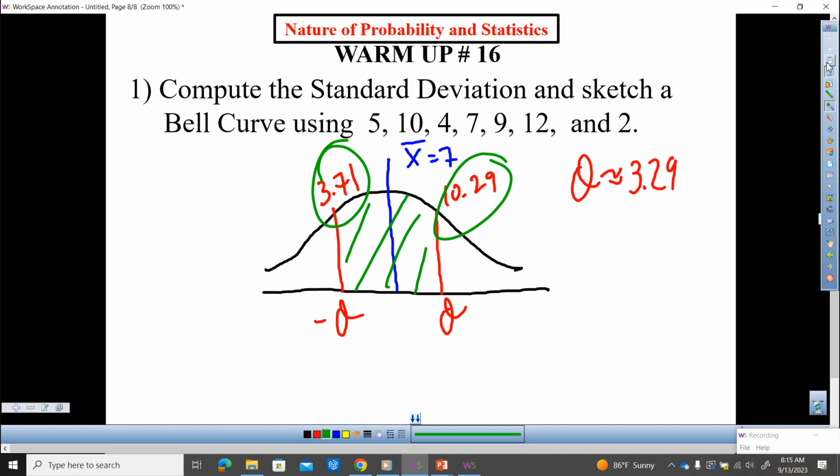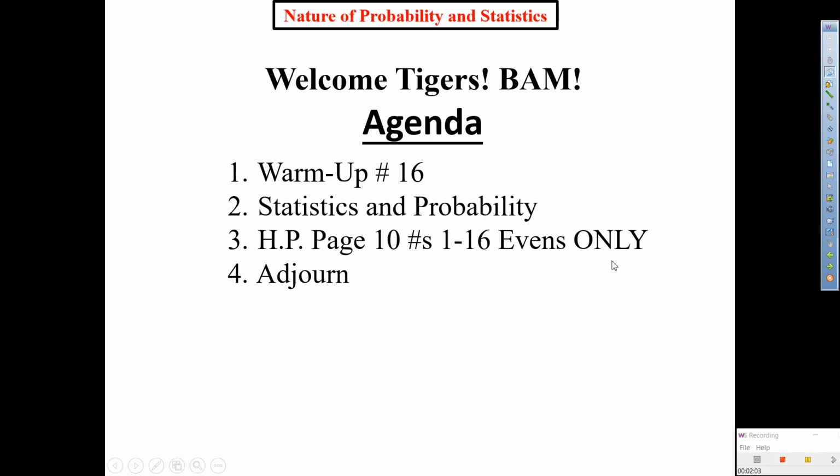All right, copy the agenda for today. Warm-up number 16 is done. We're still focusing on statistics and probability. And hopefully for tonight, it's on the slide, so you need to copy the Nearpod code that's coming up after this. And you're only doing numbers 1 through 16, evens, for tonight. Only.